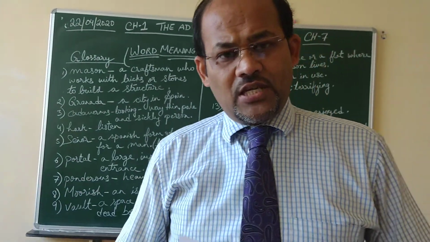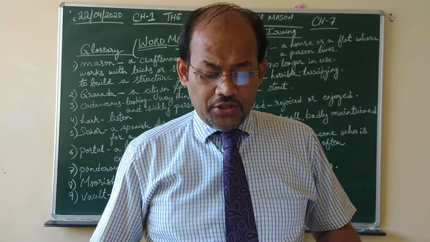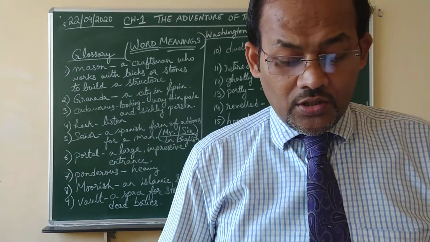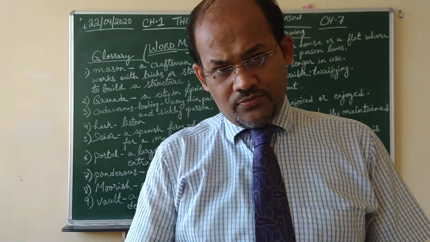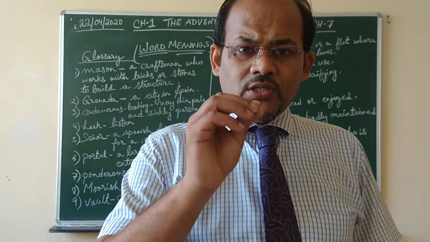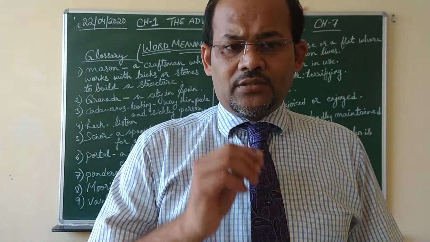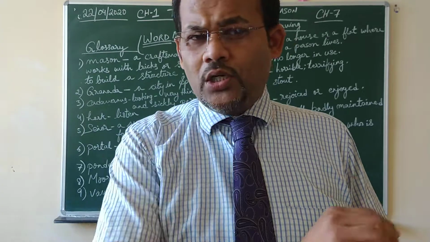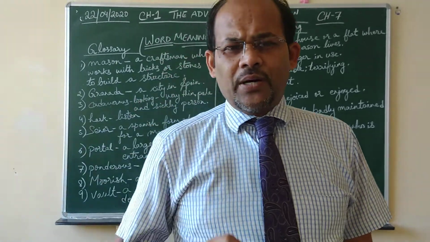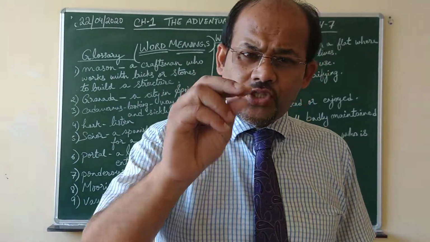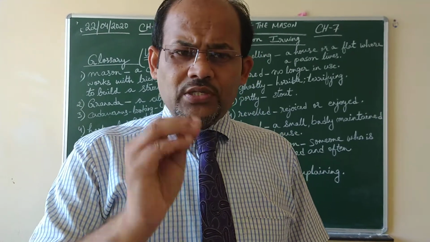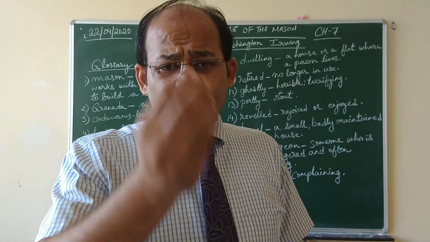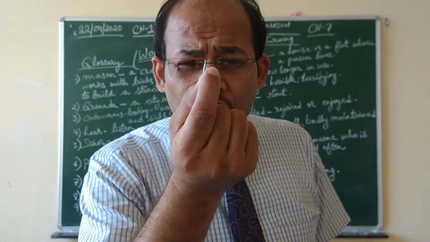So, my dear children of class 7 of the ICSE stream, a beautiful story written by Washington Irving, The Adventure of the Mason. Okay, what was the adventure of the mason? In the beginning we saw how the mason was so poor and he was taken up by a stranger. He was given a job, and whatever job he was given, he did it to the fullest. And what did he receive? He received a small gold coin.